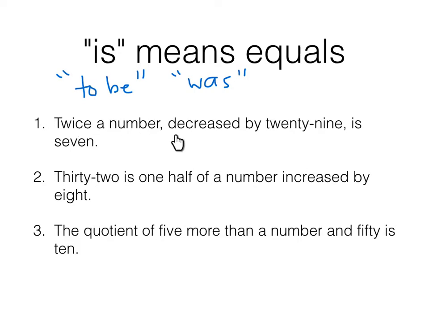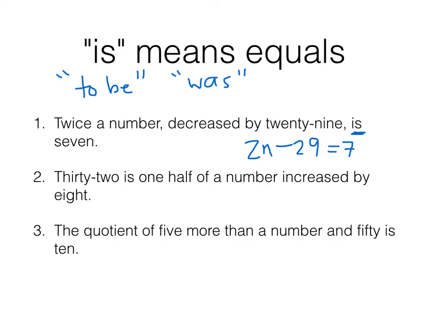Twice a number decreased by 29 is 7. So first I want to talk about that is 7. So equals 7. That's the first thing I want you to have in mind here, that the is is the equals. Now we'll write the other side of the equation. Twice a number decreased by 29. Not hard at all. Twice a number, so 2n, decreased by, subtract 29. 2n minus 29 equals 7.